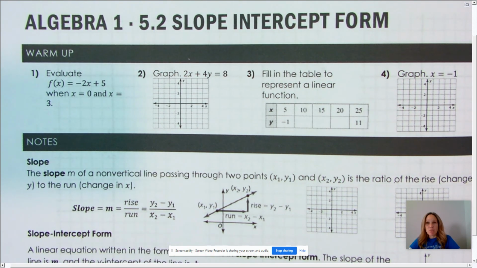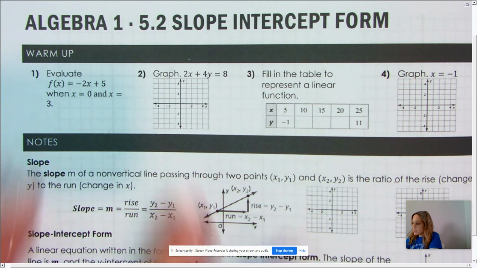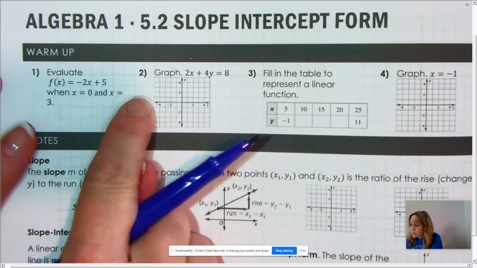So this is something that you might have seen before with rate of change and start value and all that, but we're going to go over it all again. So just as a little review, we're going to start with the warm-up. Evaluate this function when x is 0 and also when x is 3.